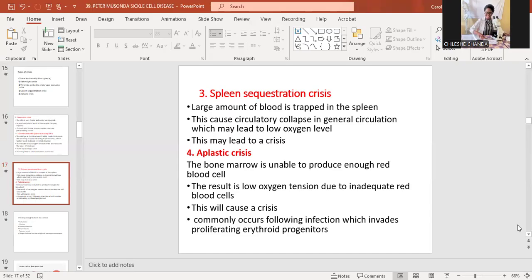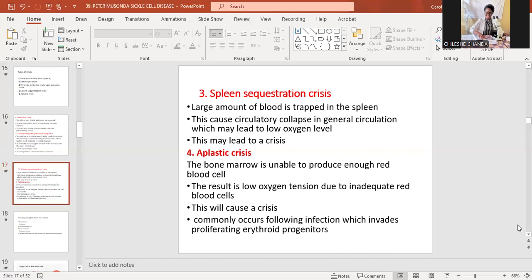The fourth crisis is aplastic crisis, where the bone marrow is unable to produce enough red blood cells. The result is low oxygen tension, and sometimes this one will occur as a result of infection or as a result of drugs that may suppress the bone marrow. And so you find that the red blood cells are not produced according to the amount that they're supposed to be produced in.